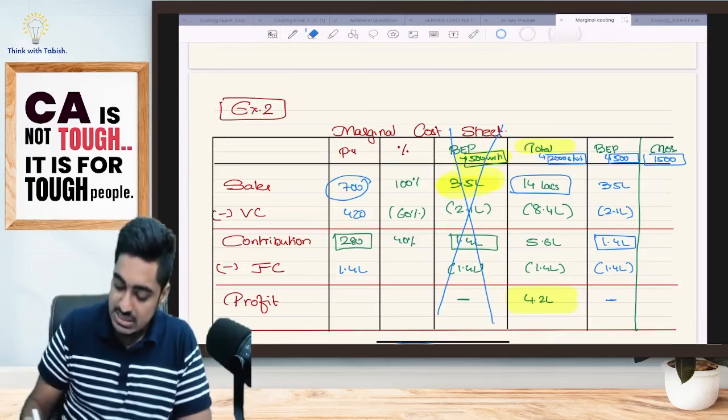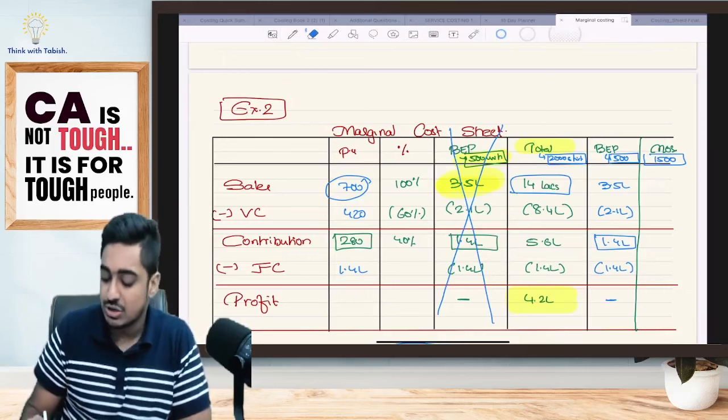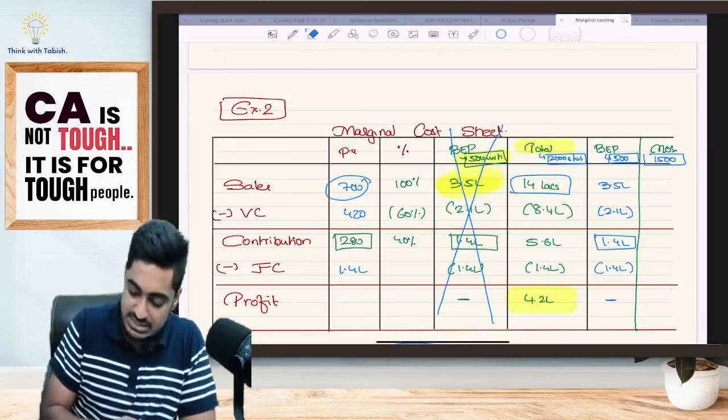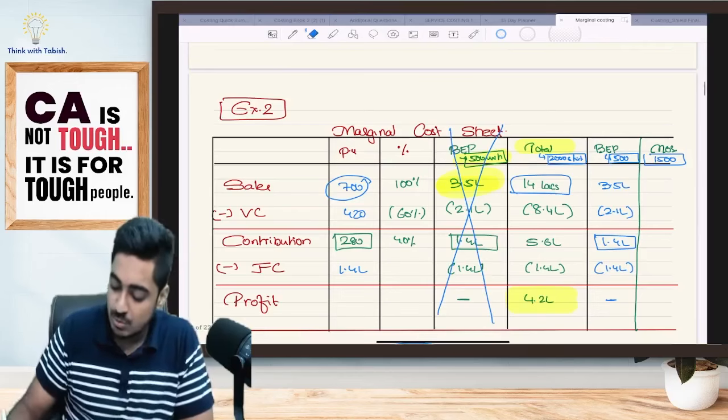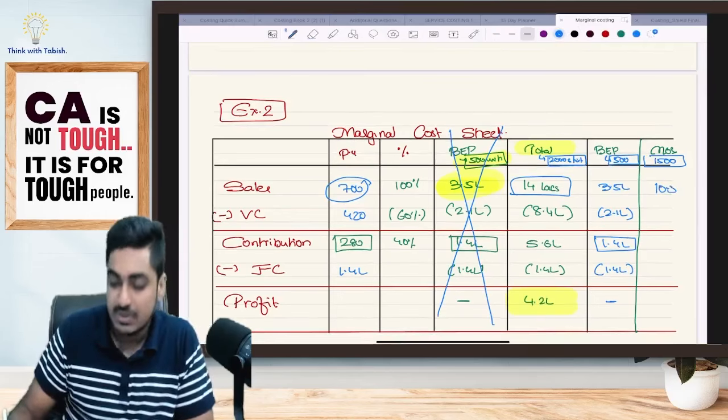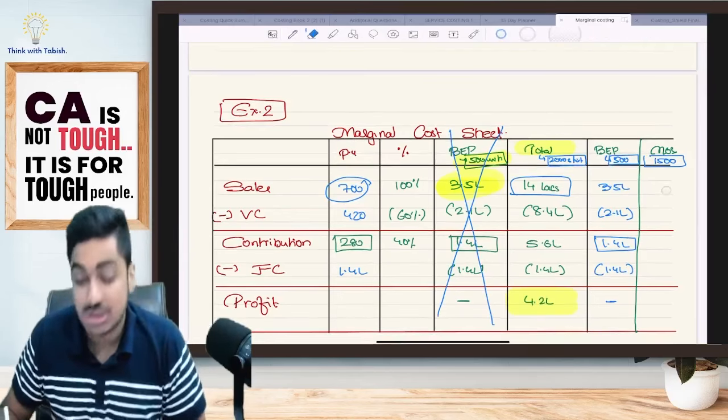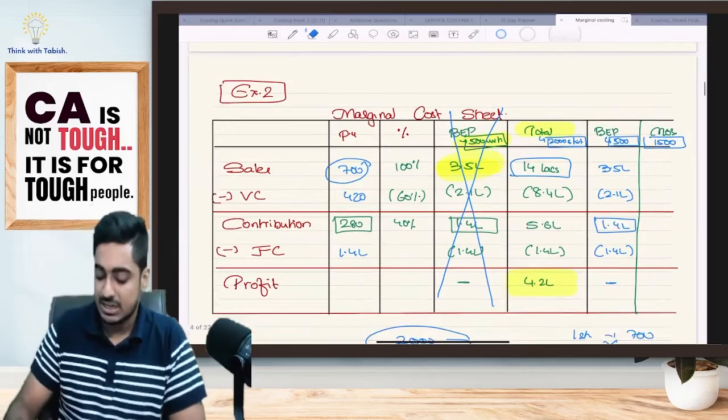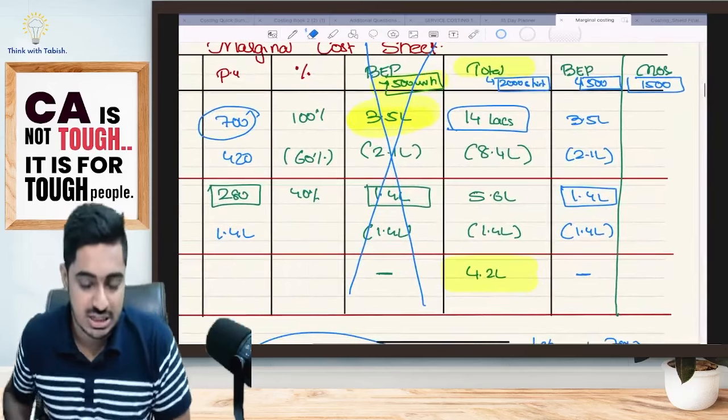Approach number 3. Simple. Yes, from your total column, reduce BEP. What is total sale? 14 minus BEP is 3.5. I got MOS as 10.5. Yes or no, everyone? Now comes approach number 4. Pay attention. This is a different approach. Going to be interesting. Pay attention, everyone.